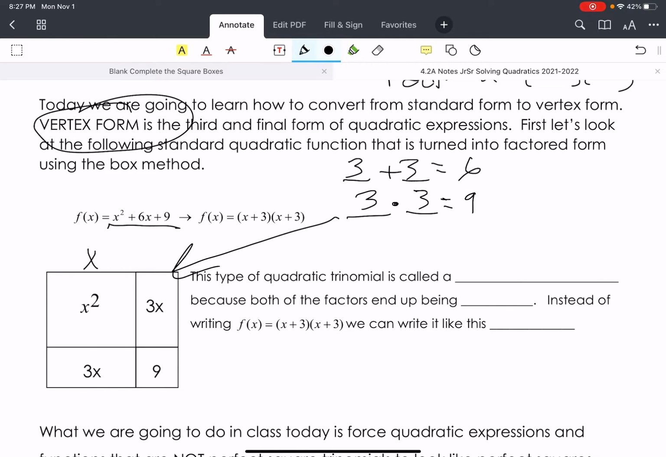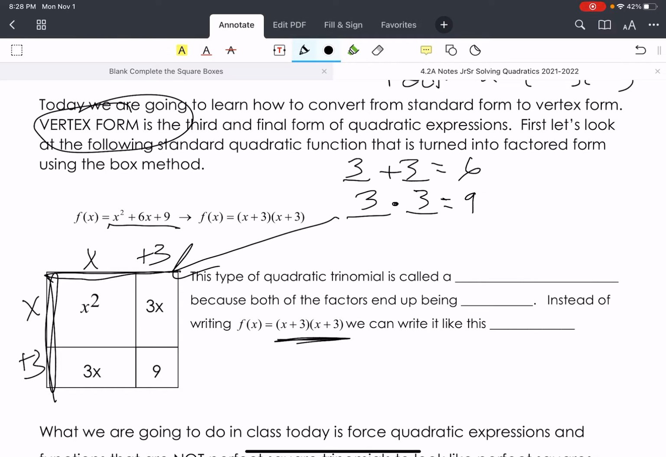Now on this one, if I pull my GCFs out of each row and each column, I'll notice that it turns out that both of my parentheses are the same. So in this box, it is literally a square because I have the same thing on both sides.